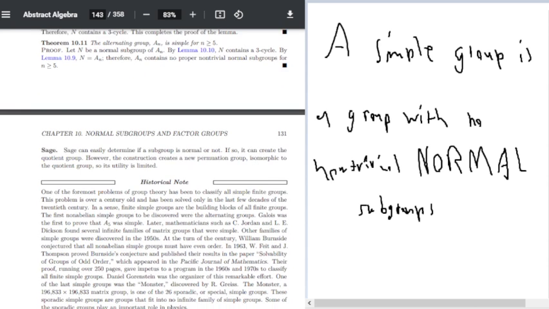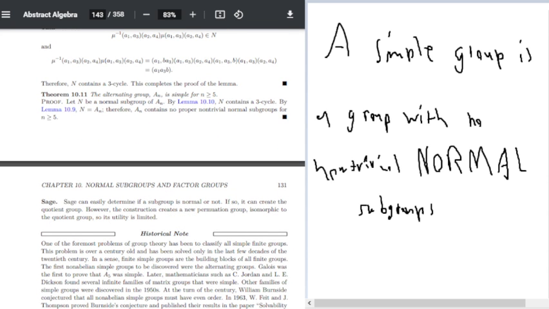Alright. Theorem 10.11. The alternating group A_n is simple for n greater than or equal to 5. Proof. Let N be a normal subgroup of A_n. By Lemma 10.10, N contains a 3 cycle. By Lemma 10.9, N equals A_n. Therefore, A_n contains no proper non-trivial normal subgroups for n greater than or equal to 5.